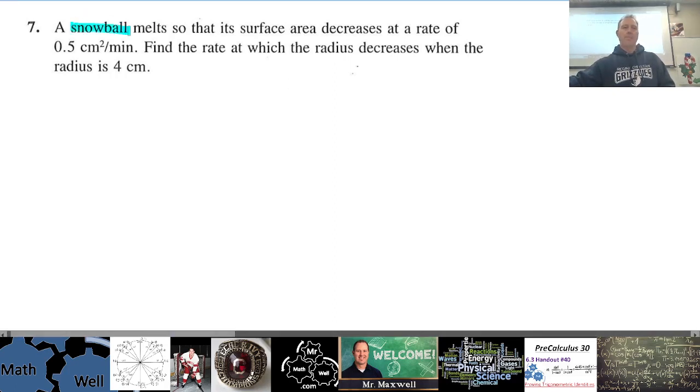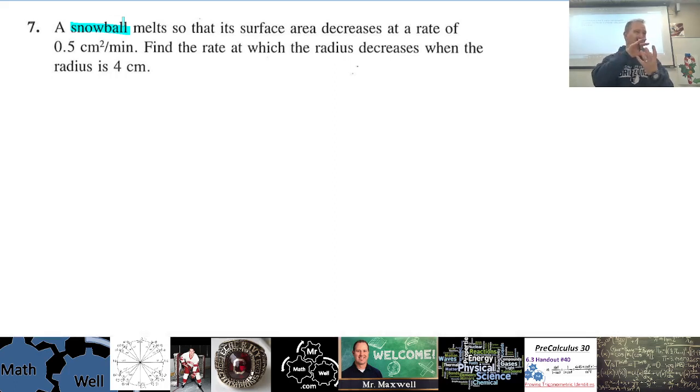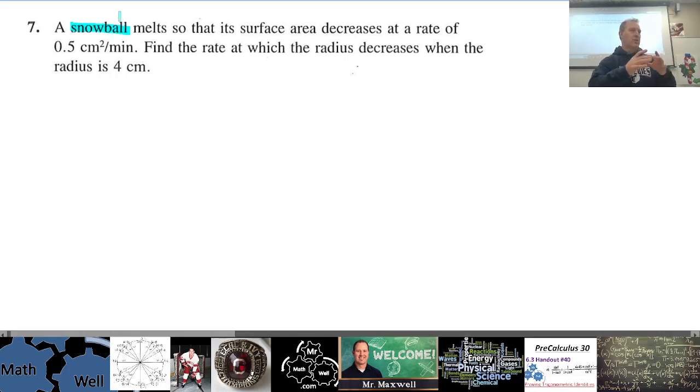A snowball. This is a three-dimensional object in the shape of a what? Sphere. Okay, we're talking about a sphere. Excellent. A circle is two-dimensional, a sphere is three-dimensional. It melts. Ooh, the snowball is melting. You can picture that. It gets smaller as it melts, right? So that its surface area decreases at a rate of 0.5 square centimeters per minute.